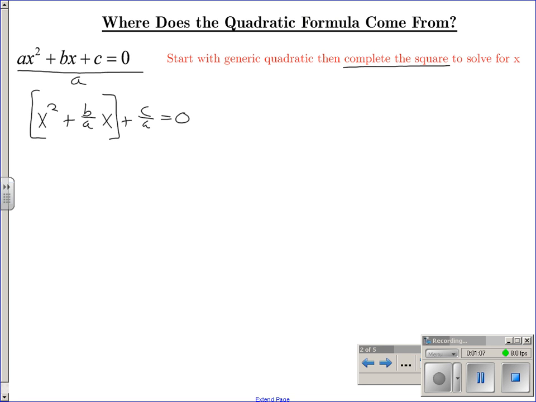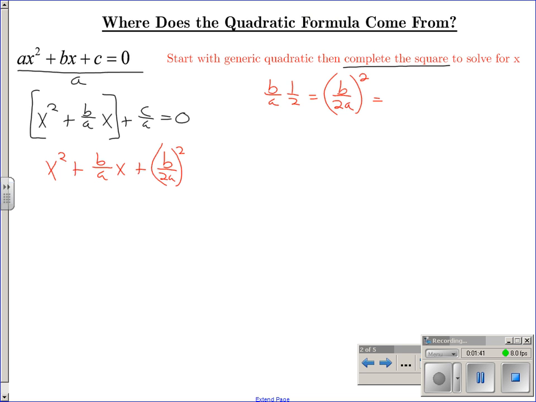All right, completing the square, we're going to take our coefficient of x, b over a. We're going to cut it in half. So that gives us b over 2a, and then square it. I'm going to leave it like that for now. But that's the quantity that we're going to add in. So we have x squared plus b over a x plus b over 2a quantity squared.